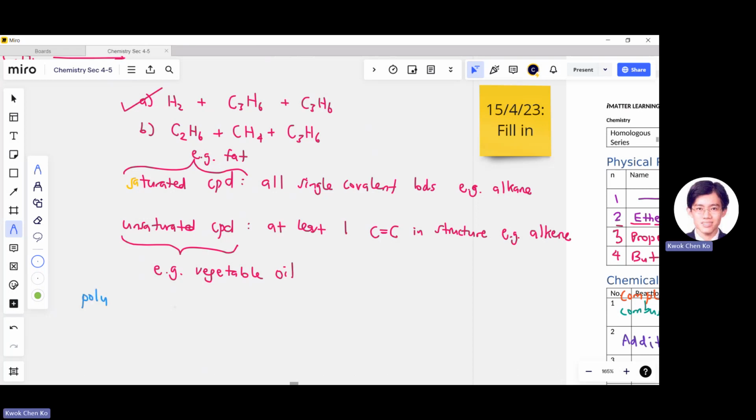Based on unsaturated, they can add the word poly in front. What does that mean? It means you have two or more C double bonds. So just keep that in mind. The word poly may or may not come out.